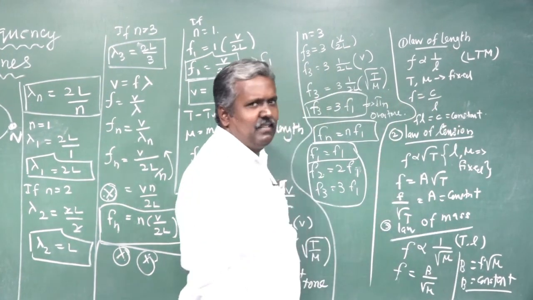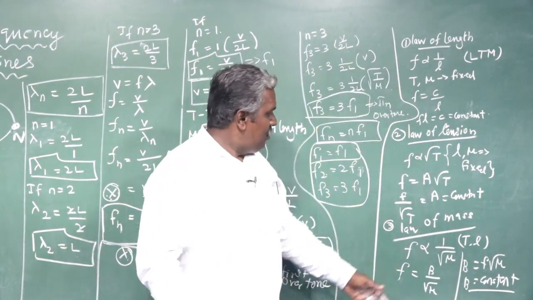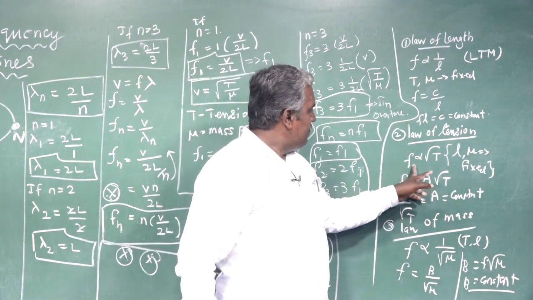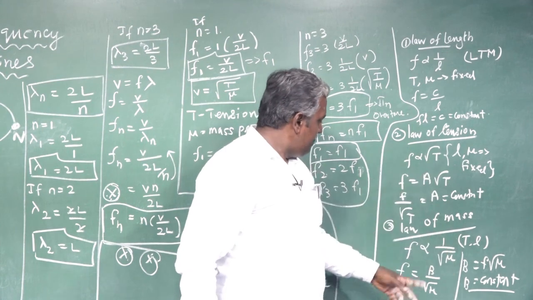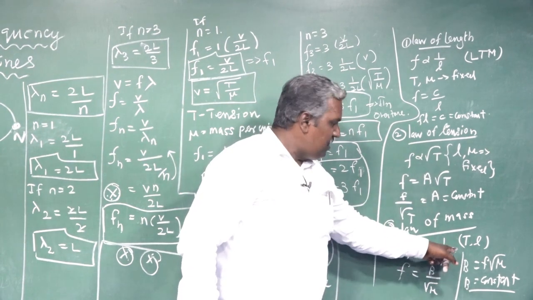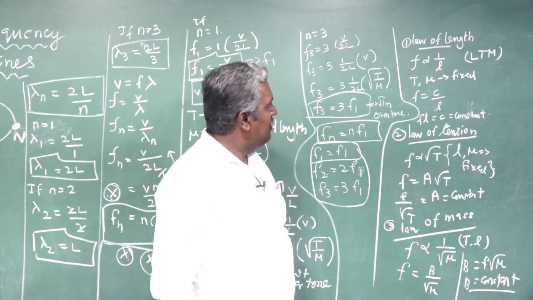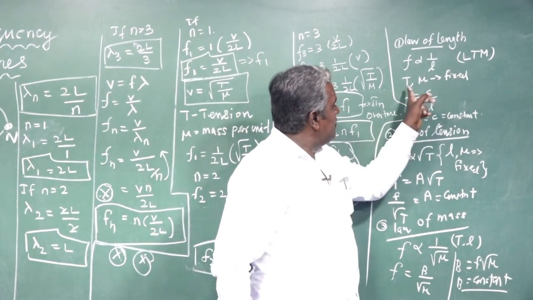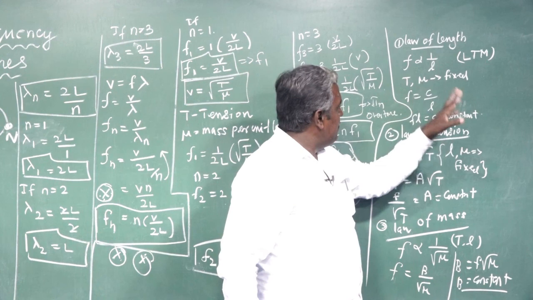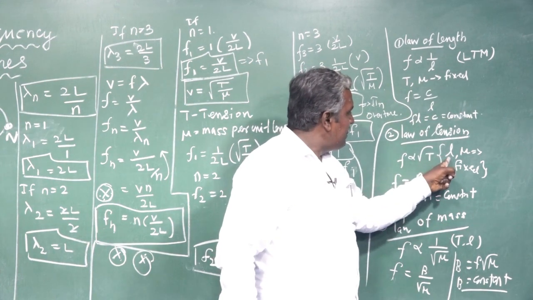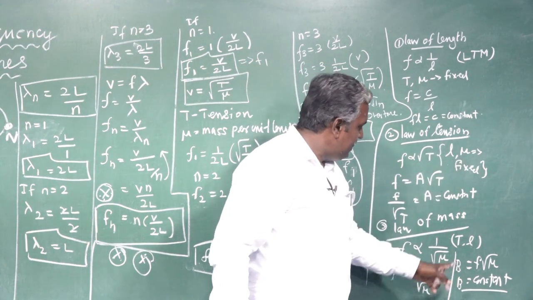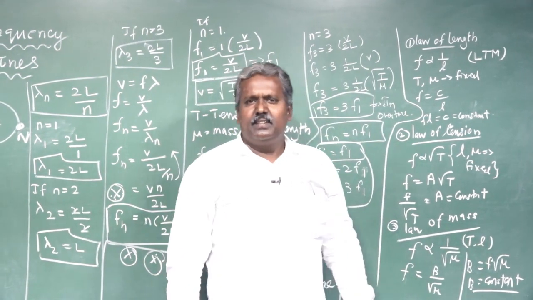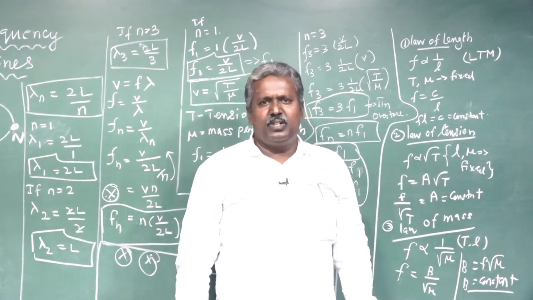So here B is equal to F into root of mu, B is equal to constant. Clear? See one by one. F proportional to 1 by L. F is proportional to root of T. F proportional to 1 by root of mu. Here T and mu are fixed, tension and mass per unit length. Vibrating length and mass per unit length fixed. Here tension and vibrating length fixed. That's all. Clear? Any doubt? No doubt. Thank you.